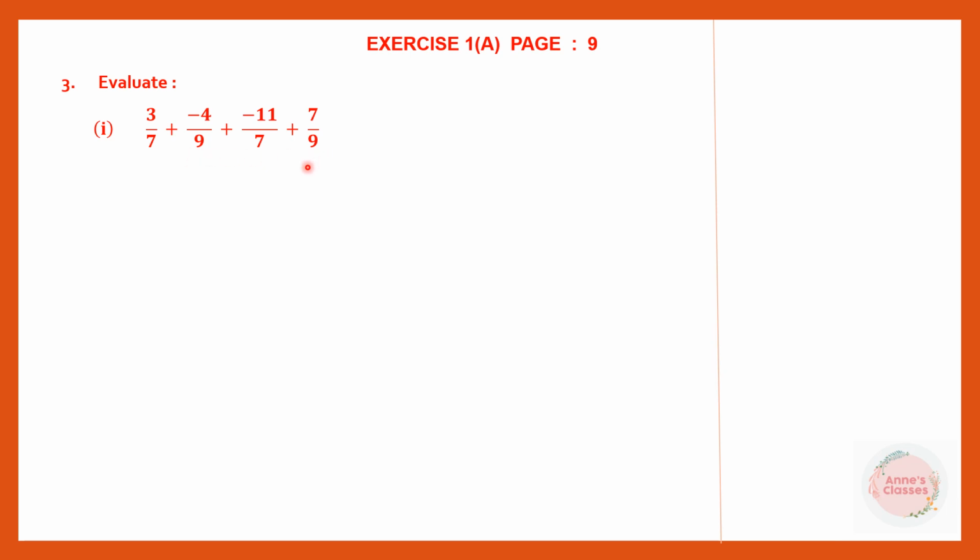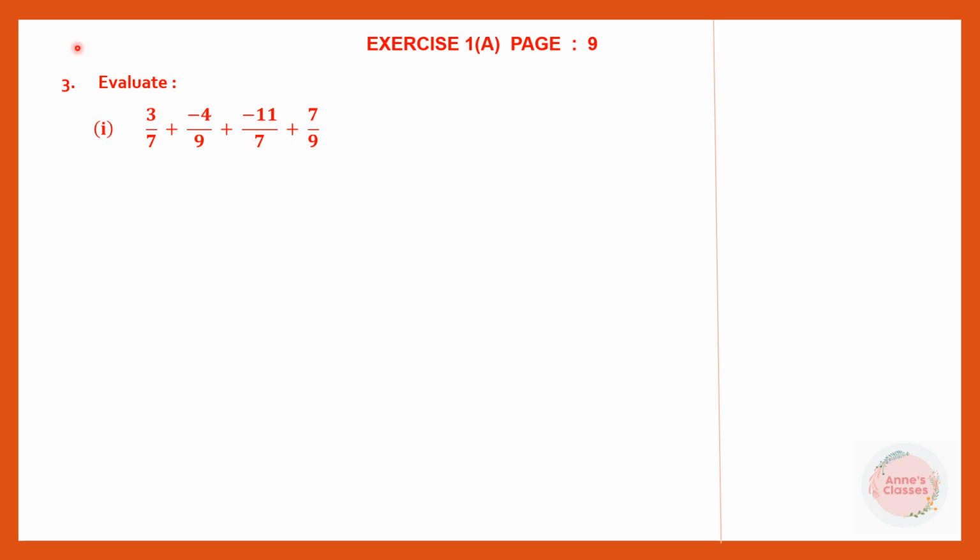In such cases, we can rearrange the rational numbers. We can change the order and group them in such a way that each group will have rational numbers with the same denominator. That is, we're going to have these two rational numbers which have denominator 7 as one group and these two rational numbers with denominator 9 as another group.